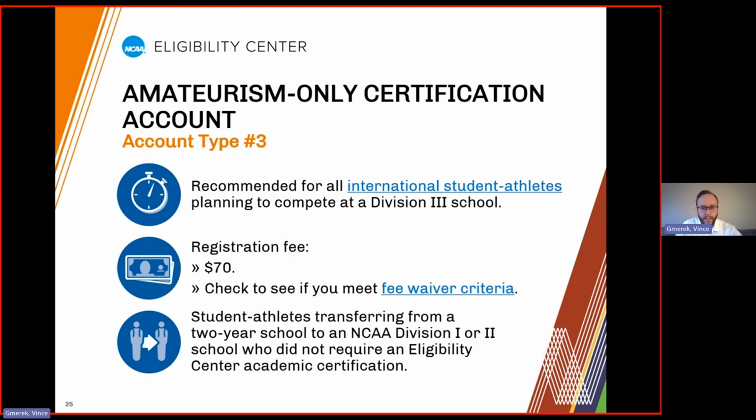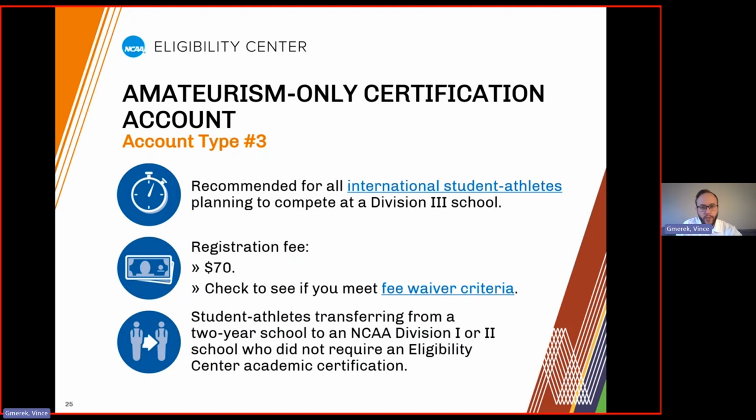So if you do not need an academic certification and you just need an amateurism certification, then you can register for our relatively new amateurism only certification account. This type of account has only been in existence for a couple of years now, really just going live in the fall of 2023 for the first time.